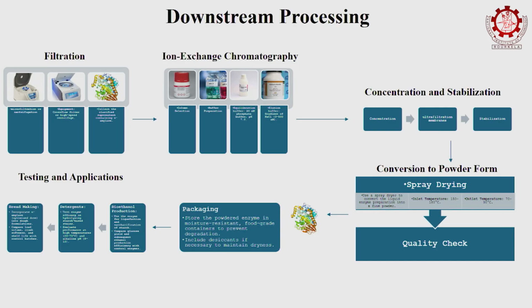Concentration is done with the help of ultrafiltration membranes, and stabilization with the help of inexpensive compounds like sucrose. We want the product in powder form, which is more lasting, so we want to increase its shelf life. So we went for conversion to powder form through spray drying, or lyophilization. Then, with the help of quality check, we went for packaging. Next slide, please, sir.